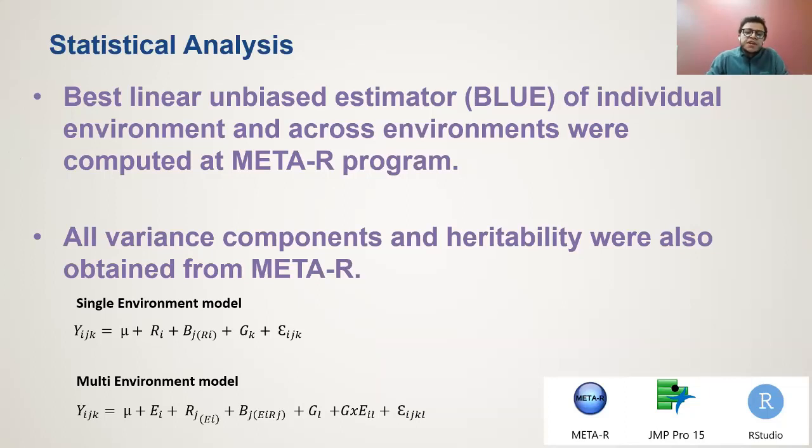All factors like environment and genotype were considered as random effects. Additionally, we used RStudio and JMP software to remove the outliers and also to get the figures. On the bottom, we can see the statistical model for a single environment and multi-environment that we used in our analysis.